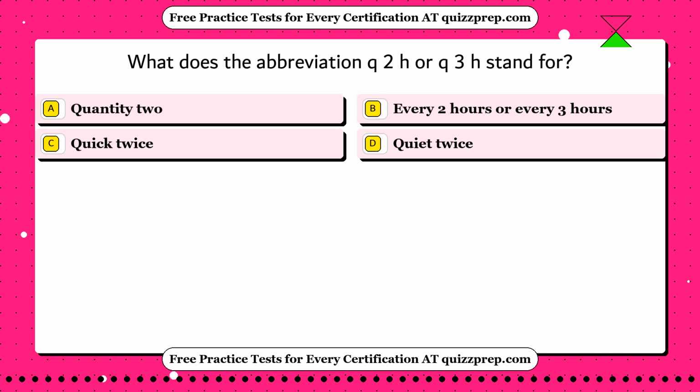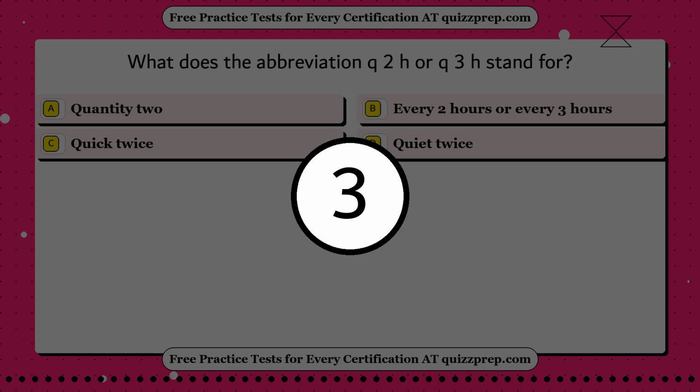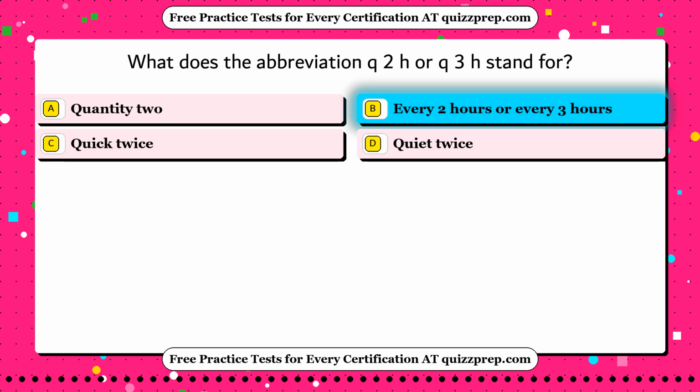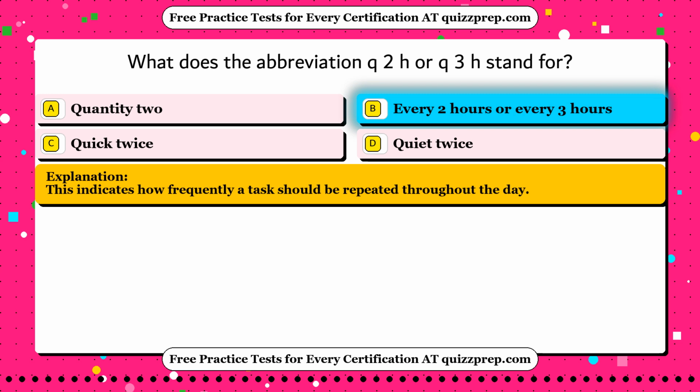Question 100. What does the abbreviation Q2H or Q3H stand for? Option A, quantity 2. Option B, every 2 hours or every 3 hours. Option C, quick twice. Option D, quiet twice. The correct answer is option B, every 2 hours or every 3 hours. This indicates how frequently a task should be repeated throughout the day.